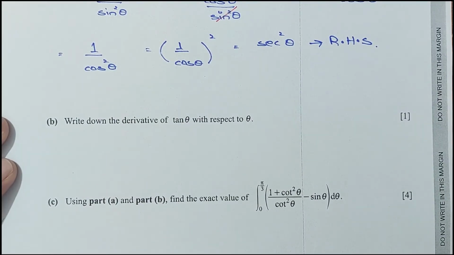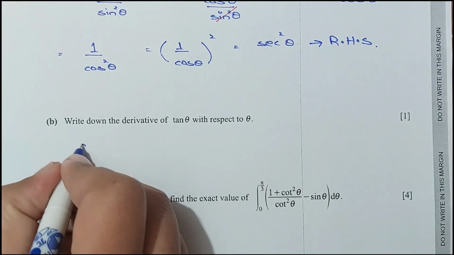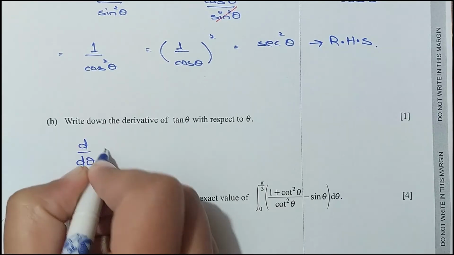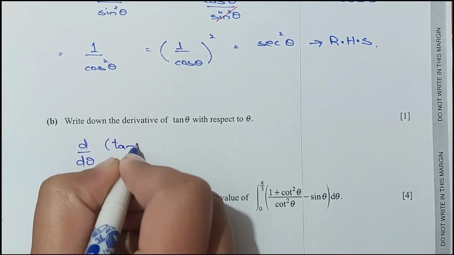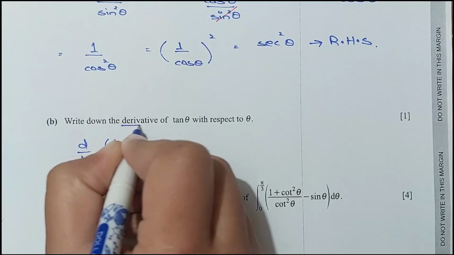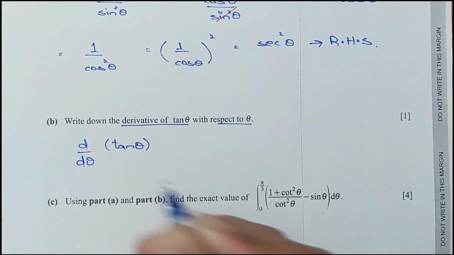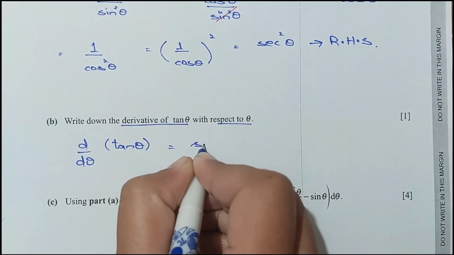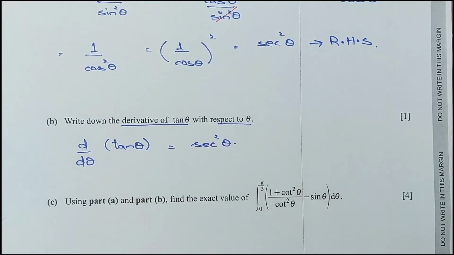Write down the derivative of tangent theta with respect to theta. The derivative of tangent theta is secant square theta, d by d theta of tan theta with respect to theta. So, secant square theta is the derivative, right? Now for part C, using part A, we have to use part A and part B. Find the exact value of this integral. Okay.